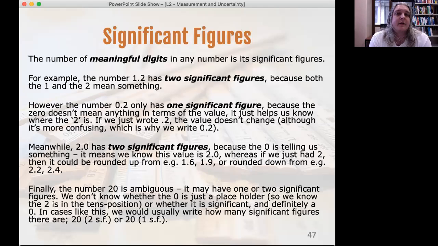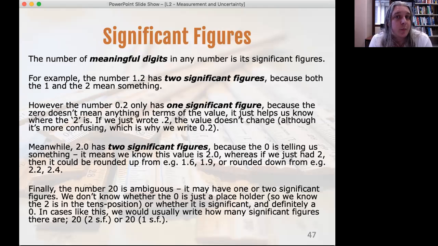The last part of this lesson is going to talk about how we present our results. So significant figures is how many meaningful digits are in a number. The number 1.2 has two significant figures because the 1 and the 2 both mean something. But the number 0.2 only has one significant figure because the 0 doesn't actually mean anything in terms of the value. It doesn't change the value of that 2. It helps us know where the 2 is.